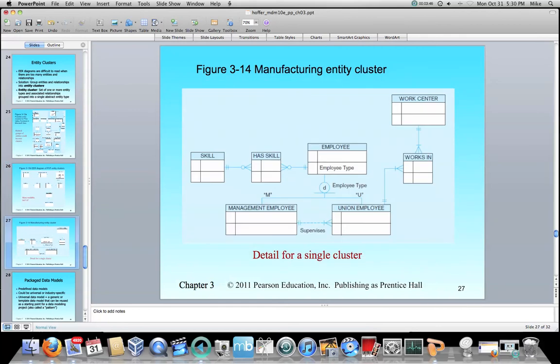And that ends the lecture on entity clusters, or entity clustering.